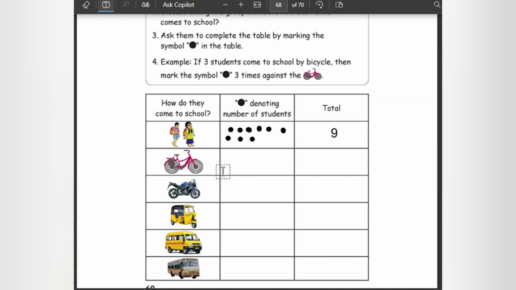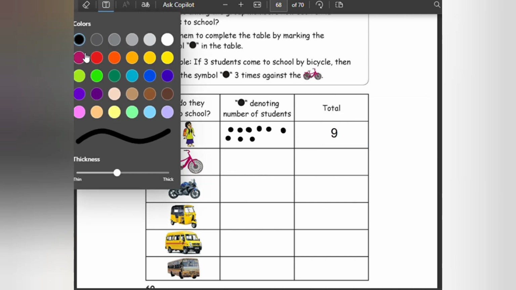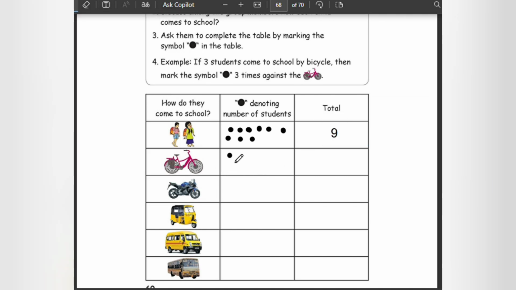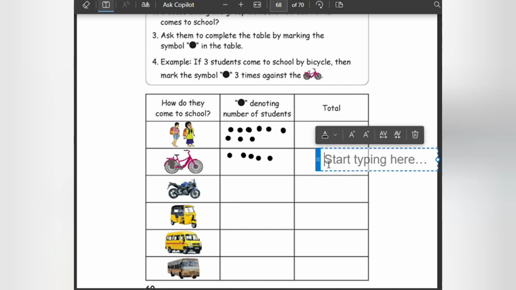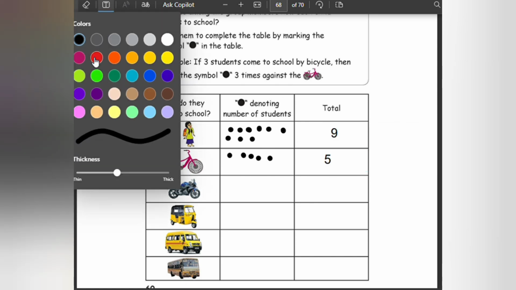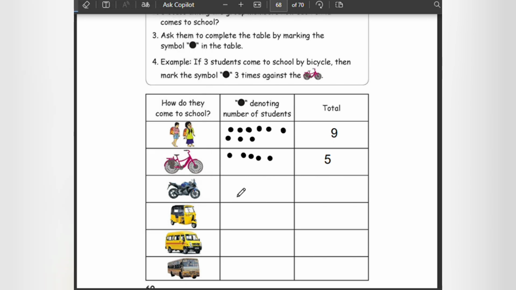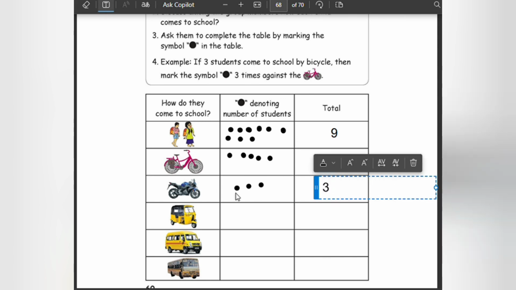Then how many students are coming by bicycles? 1, 2, 3, 4, and 5. So we can write here as 5. How many students are coming by bike? That also we can represent. 1, 2, 3 means 3. And you can write here as 3.